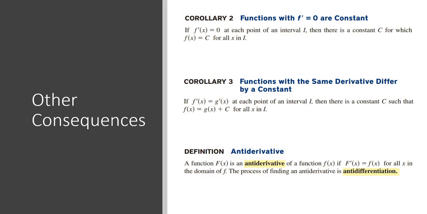If f prime of x is equal to 0 at each point of an interval I, then there is a constant c for which f of x is equal to c for all x in I. Basically, this is saying that if the derivative of a function over a certain interval is 0 the entire time, then that function is just a constant at that time.